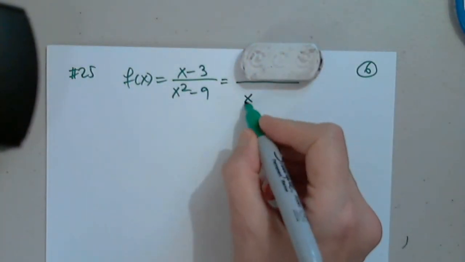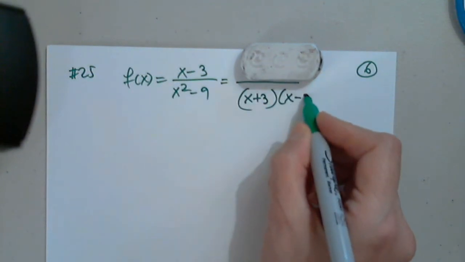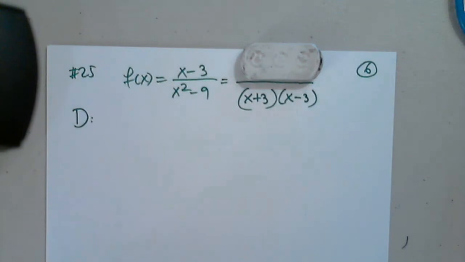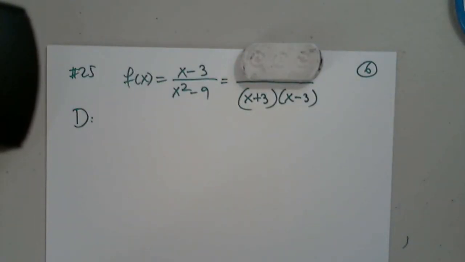x plus 3, x minus 3. We have to state the domain before we try to simplify the function. That's why I covered the top. Do not touch anything before we state the domain. So, can anyone tell us what is the domain of this function? What do I have to exclude?